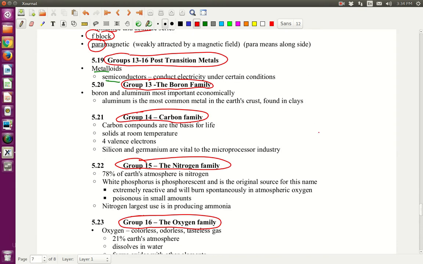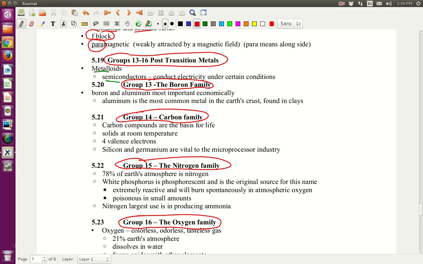Boron family, boron and aluminum are the most important economically. Aluminum is the most common metal in the Earth's crust, and it's found in clays. Carbon family, carbon compounds are the basis for life, and like I said, these are hydrocarbons. Most of them are hydrocarbons made with hydrogen and carbon, and then some other elements. We're going to touch some of them. Some of the lipids and proteins we'll get to see. They're solids at room temperature.